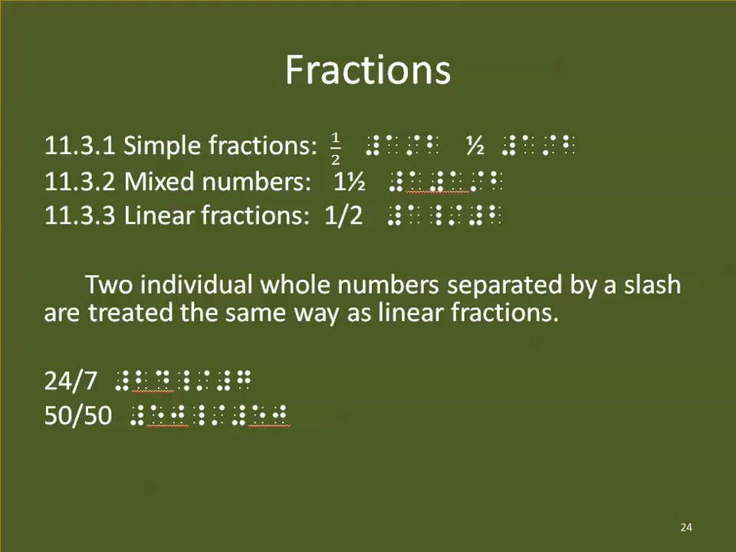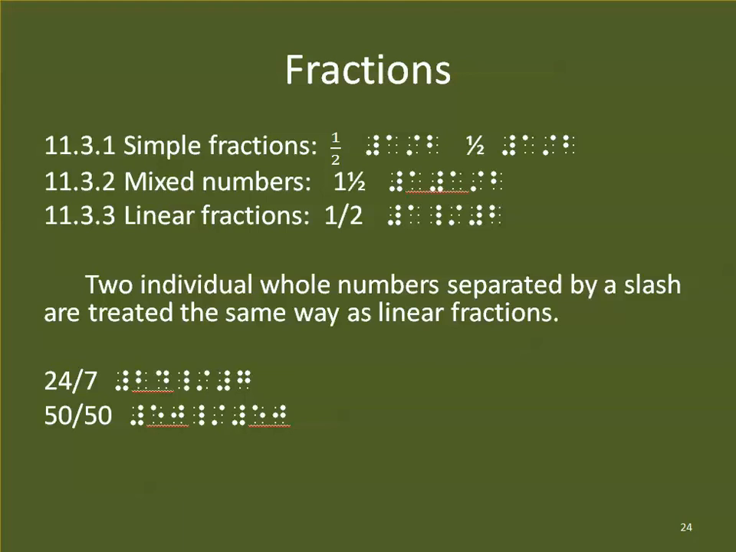We have the numeric mode indicator, and in this case the .1 representing 1, then a slash. The slash terminates numeric mode, so we have to start up numeric mode again for the denominator, or the second number. If there are two individual whole numbers that look just like that linear fraction, separated by a slash, then we treat it the same way.